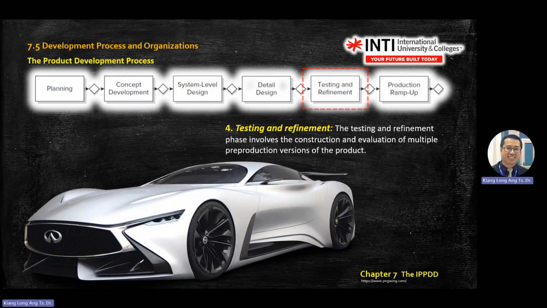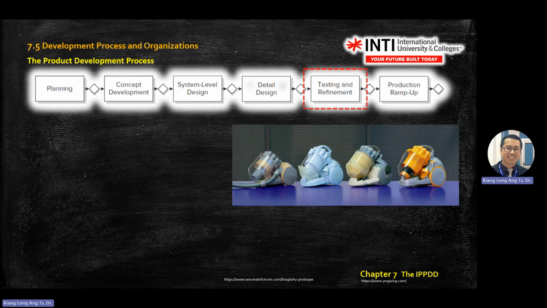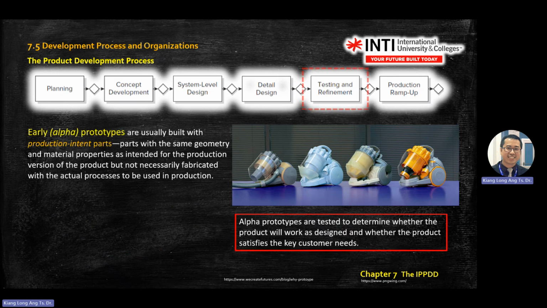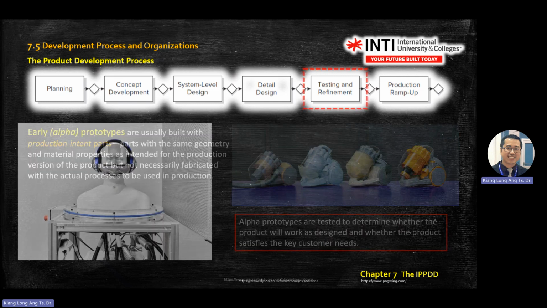Testing and refinement. If you're designing a sports car, you test the car on the track and all this. This is Dyson vacuum prototypes. Let's see if I have a chance to bring you guys to Dyson. It depends on time.